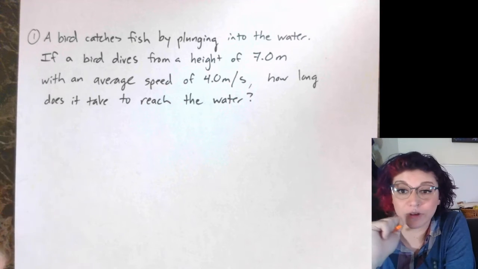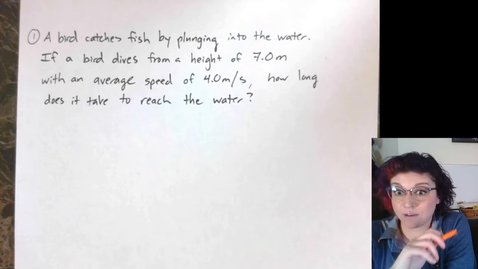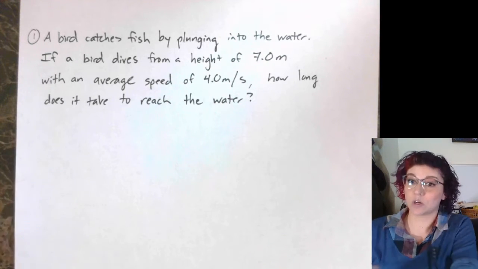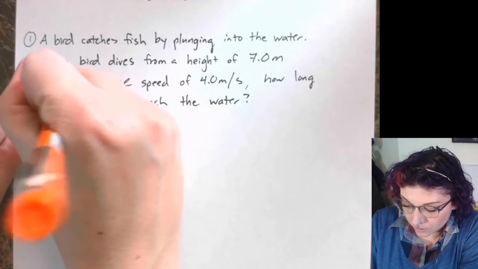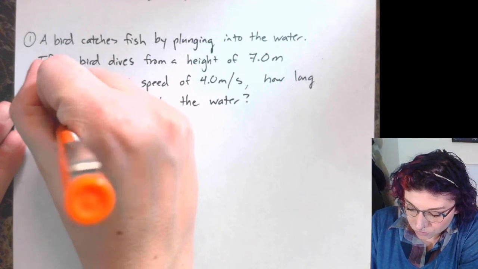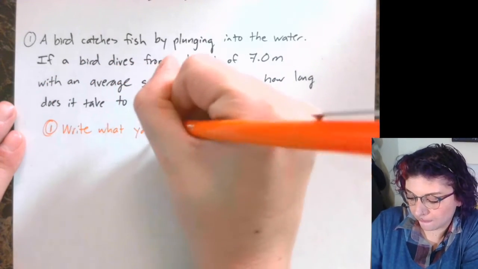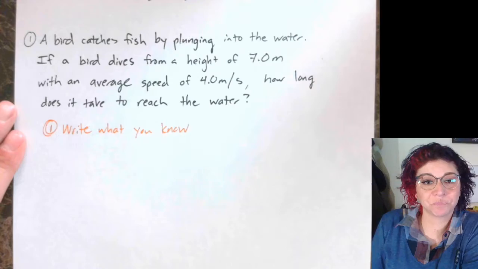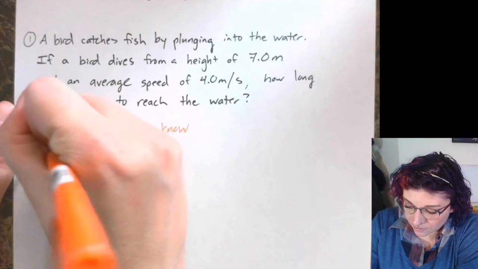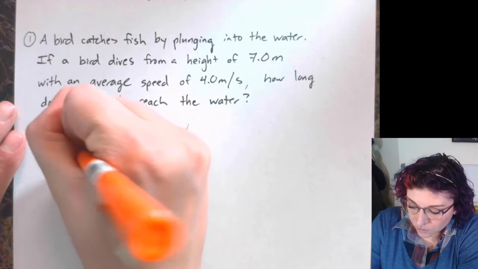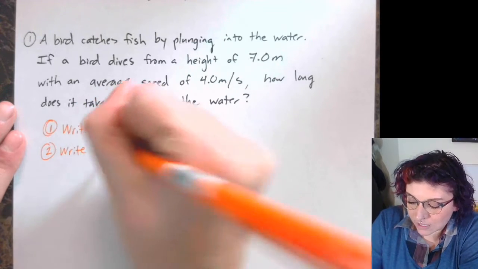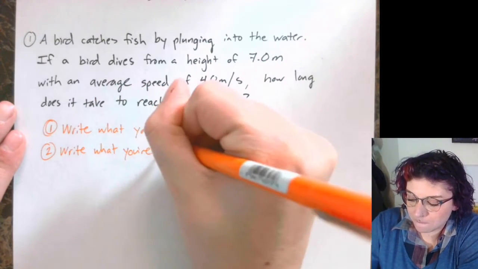Here is what I recommend you do for every single physics word problem. First, write what you know. Second, write down what you're finding.